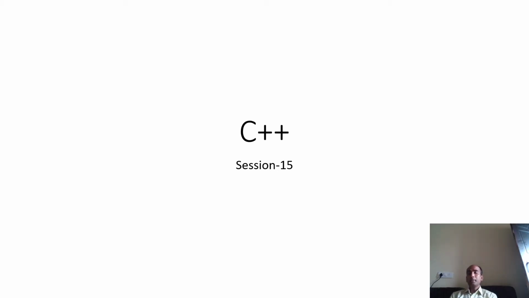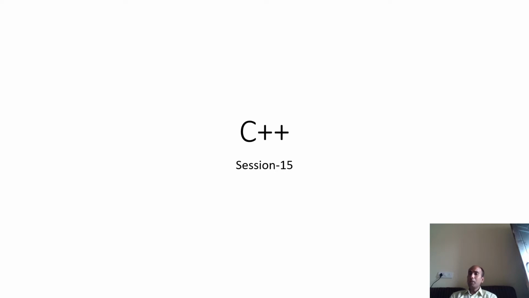Hello students. Today is our 15th session on C++. We were discussing the class concept. In the last session I told you about classes. Inside a class we define two things, properties and functionality. Second, memory is not allocated for the class, memory is allocated for the objects.